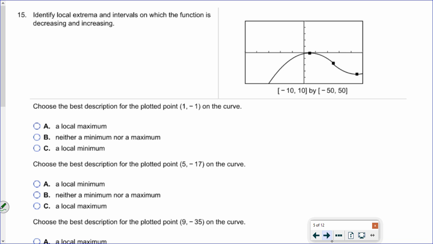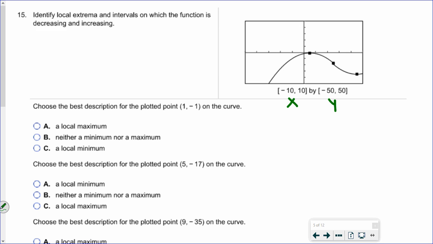Number 15 is the increasing, decreasing, and constant. We talked about this a ton. Okay? The biggest problem with this one right here is you have to be able to understand that the negative 10 by 10 is on your x values and the negative 50 by 50 is on your y values. Yes? Yay or nay? Okay? Now, with that being said, how do I do that?